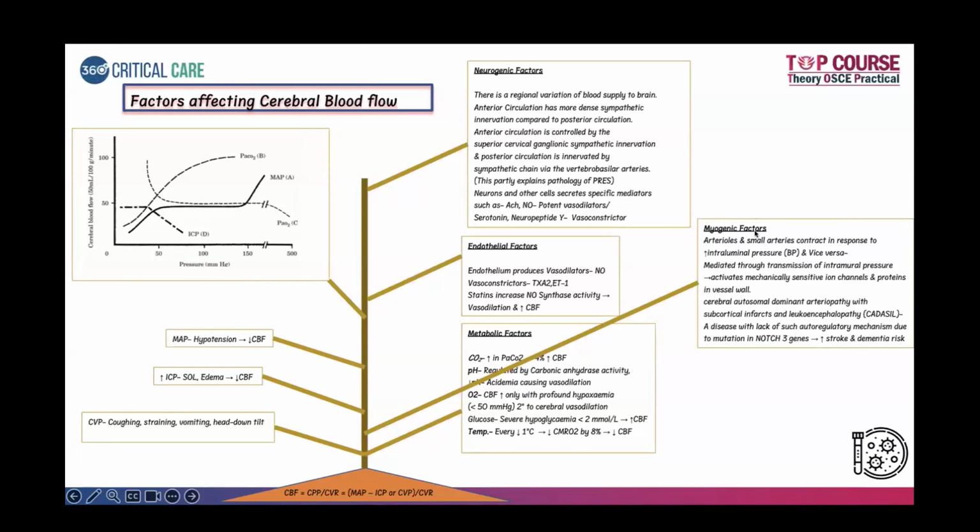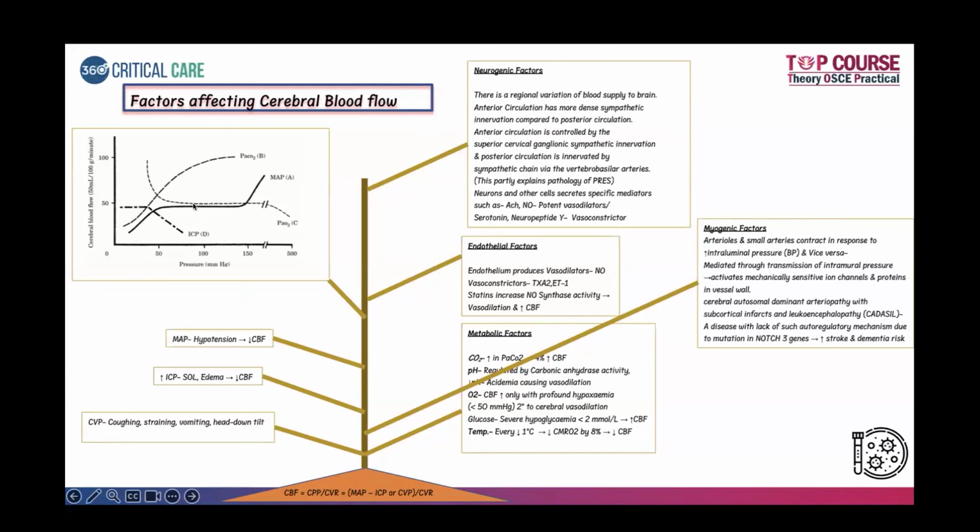So there are four major factors that are responsible for the cerebral blood flow, which is again majorly governed by the mean arterial pressure, CVP, and the cerebral vascular resistance. You know the factors that govern blood pressure are an important part. CVP is an important part. We talked about that already. The major thing is cerebral vascular resistance, which is governed by four factors: neurogenic, endothelial, metabolic, and myogenic.